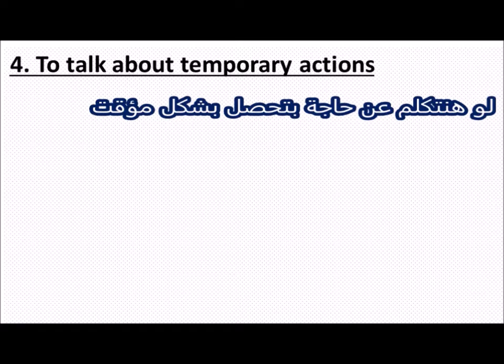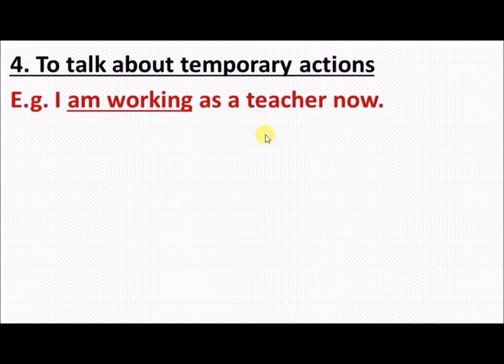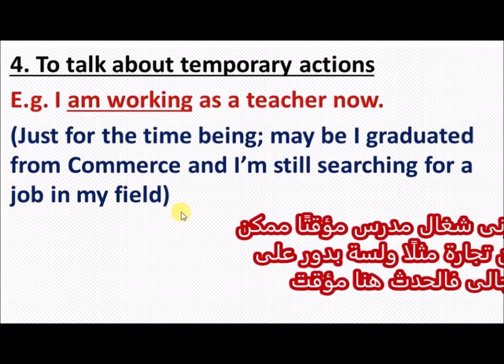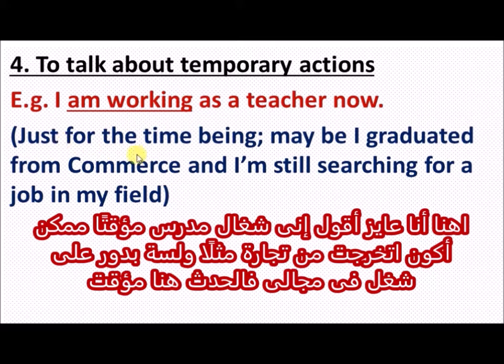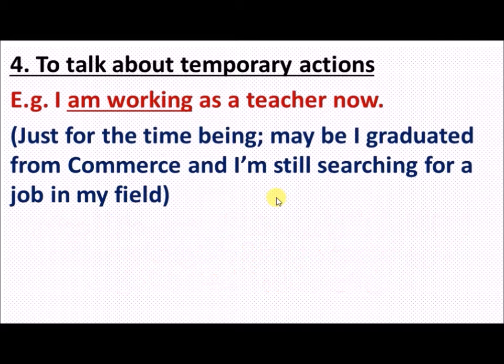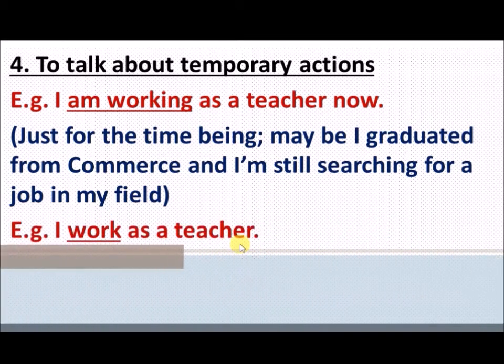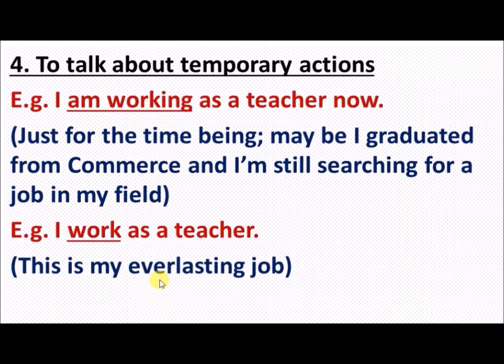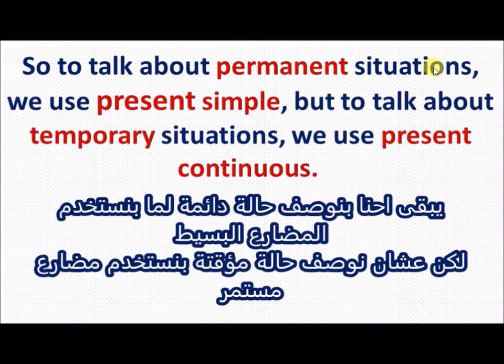Number 4. To talk about temporary actions. For example, I am working as a teacher now. Let's take care, guys, because here this means that I work as a teacher just for the time being. Maybe I graduated from commerce and I'm still searching for a job in my field. However, if I say I work as a teacher using present simple, this means that this is my everlasting job. We talk about permanent situations when we use present simple, but to talk about temporary situations, we use present continuous.